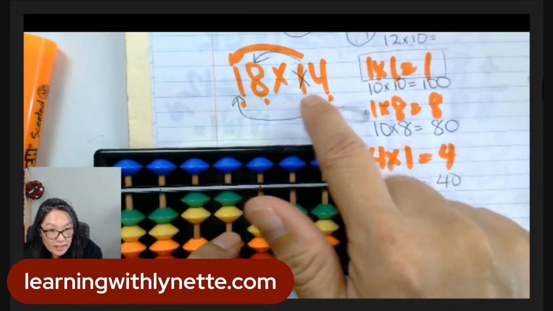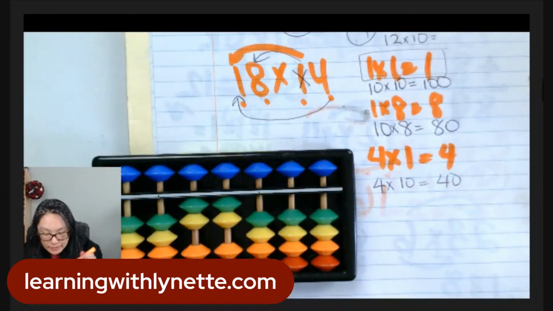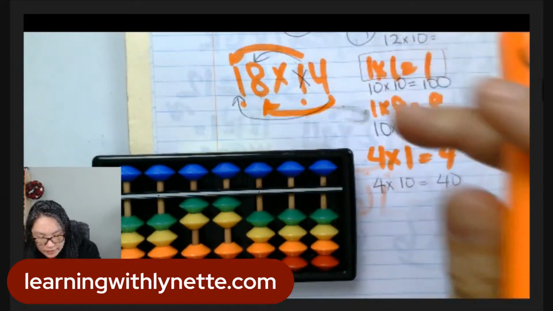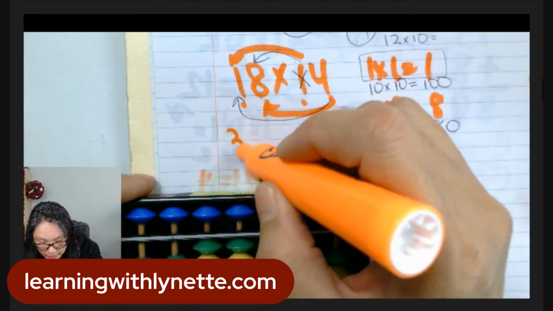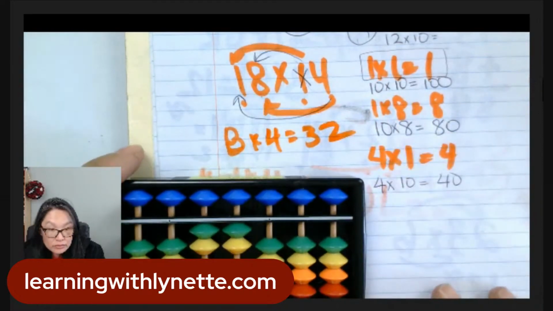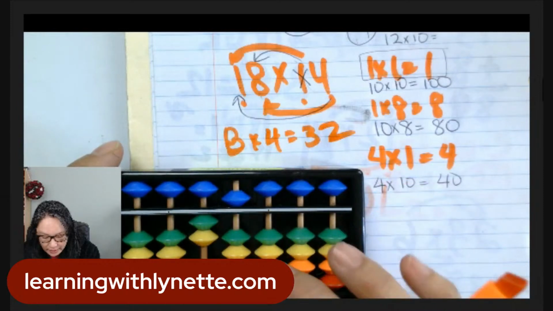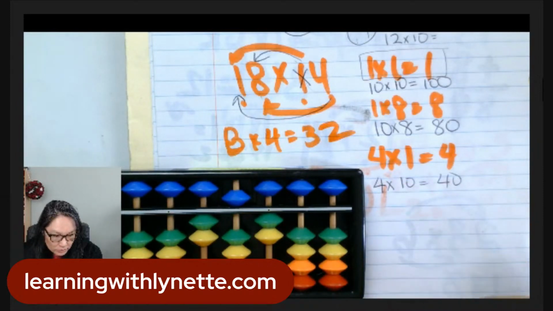And then what? 8 times 4 is 32, right? 8 times 4 is 32. Add the 3, add the 2. Yeah.